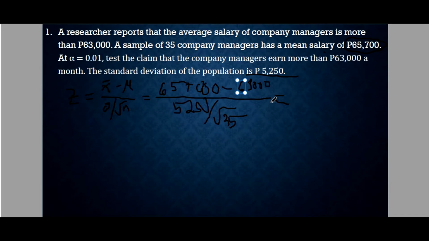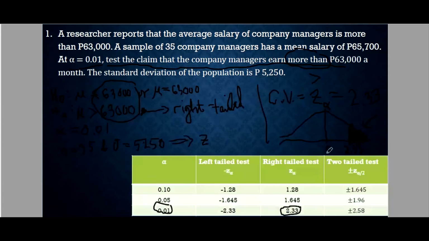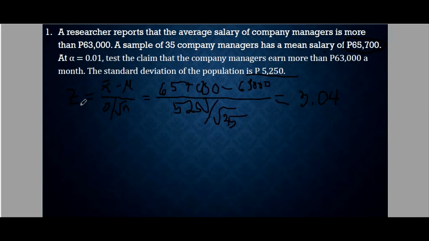So this is 3.04. Since this is a z-score, we use 2 decimal places. So positive 3.04. Now look at this. We will compare now the critical value, which is 2.33, and our computed value. Let's have this z sub c for z computed.